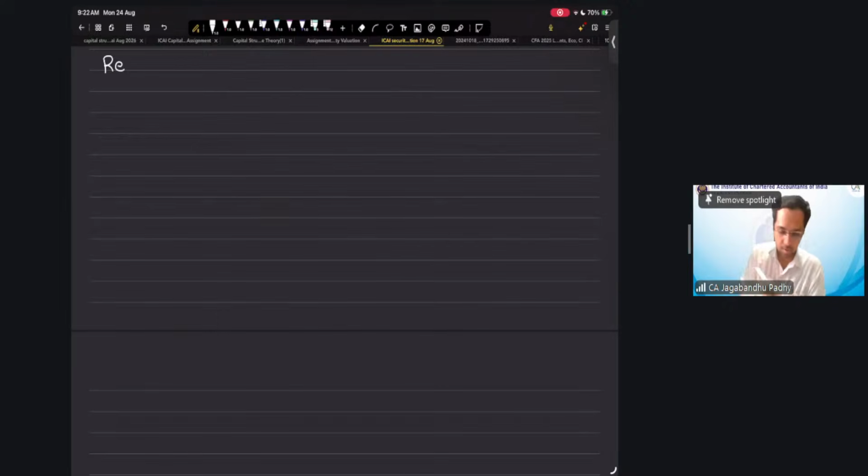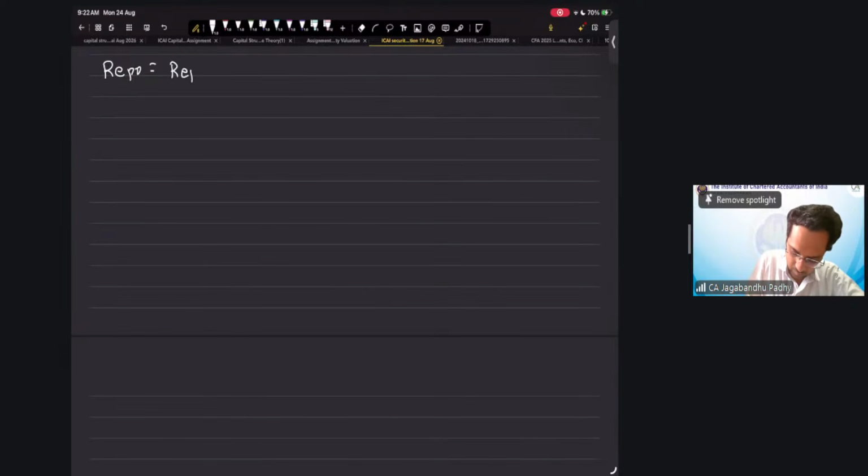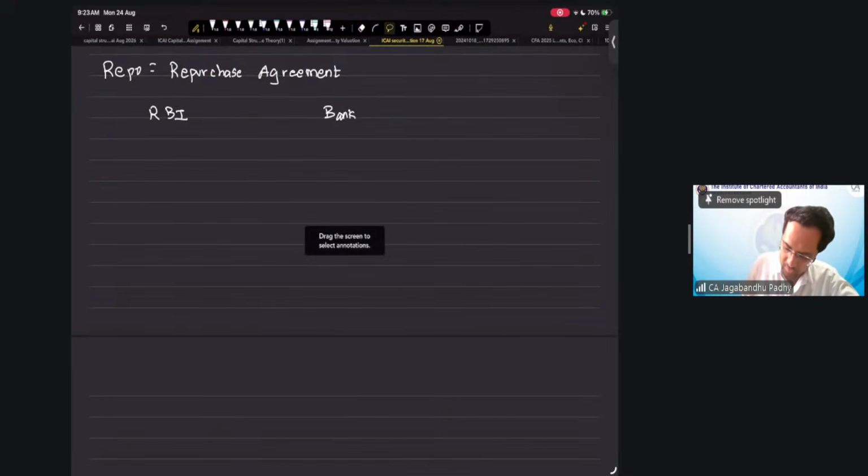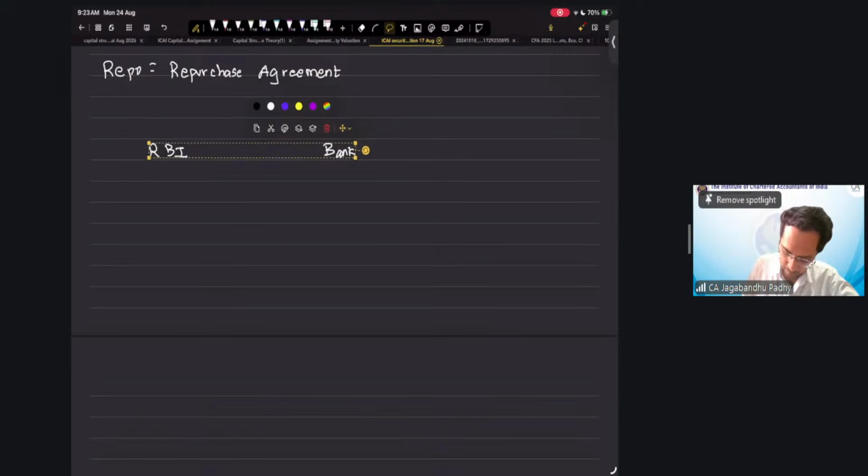So repo, or the repurchase agreement, is simply a transaction between two banks, or between RBI and another bank. So let's say we have RBI on one side and a bank on the other side.